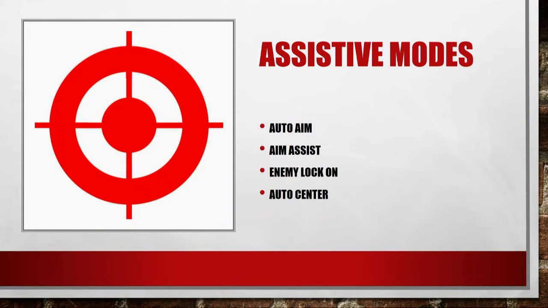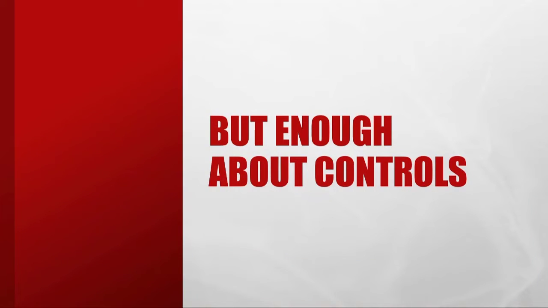And I could keep talking about controls, so I'm going to. Assistive modes, there's stuff like auto aiming, aim assist, enemy lock on. We kind of touched on a lot of this earlier. The only one that hasn't really been hit on is auto center. Something that can actually be really helpful is if I'm playing a game and I'm aiming and then I move forward, recenter my cursor. That can be hugely beneficial because that reduces the amount of movement that I have to do. But enough on controllers. Like I said, I could keep going, but I'm going to stop.